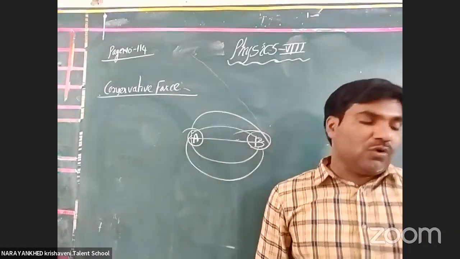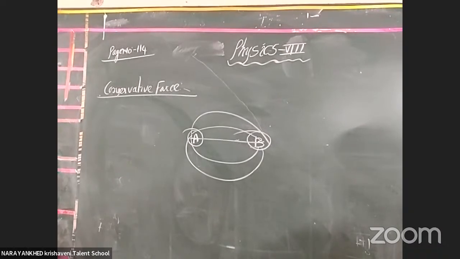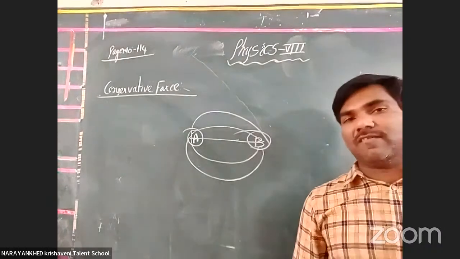The conservative forces are nothing but what? The work done against the force in moving a body depends only on the initial and final position of the body, and not on the path followed between the initial and final position. The work done against a conservative force in moving a body over any path between a fixed initial and final position will be the same.